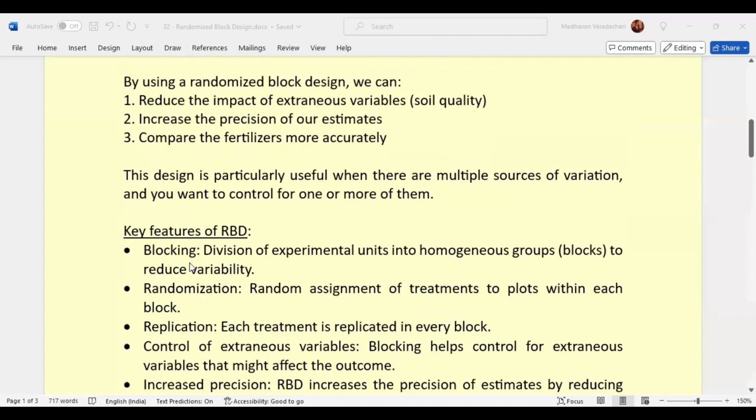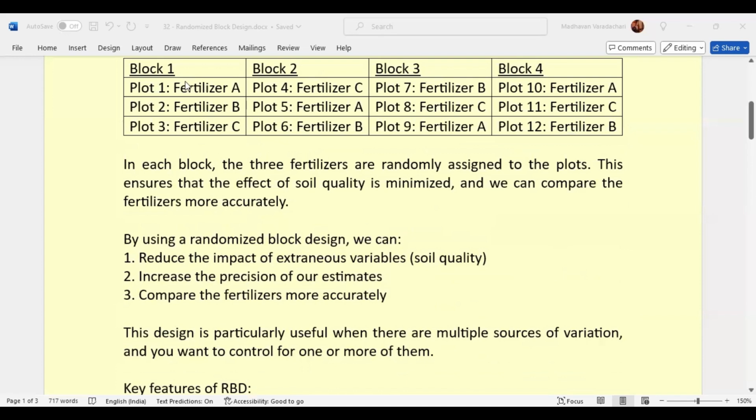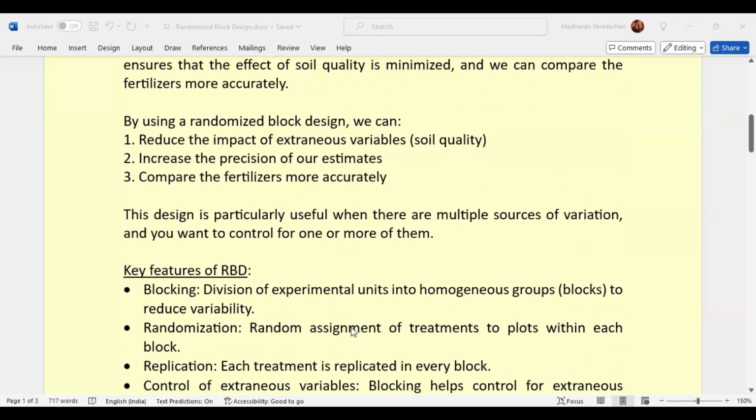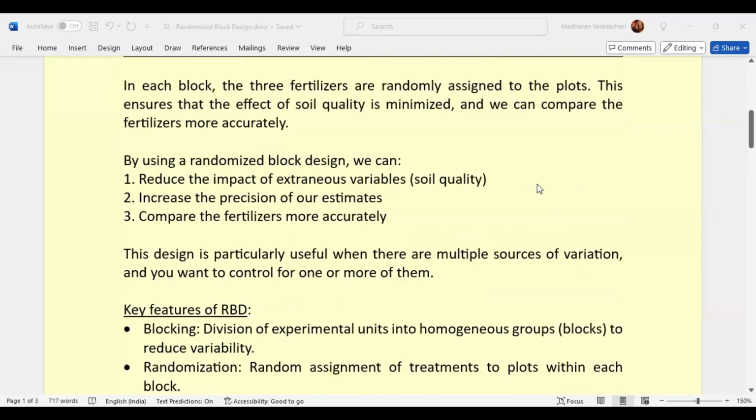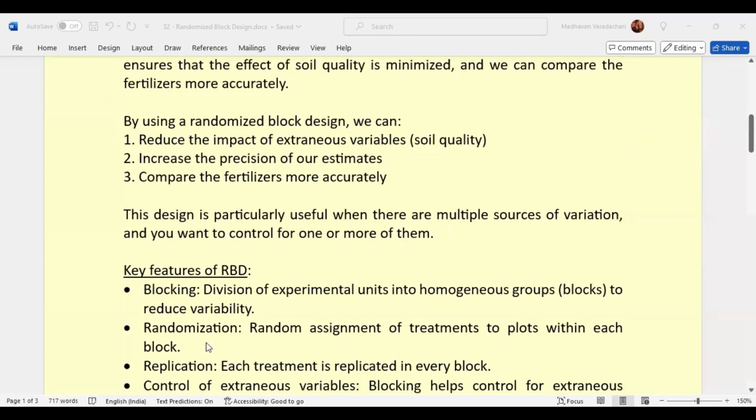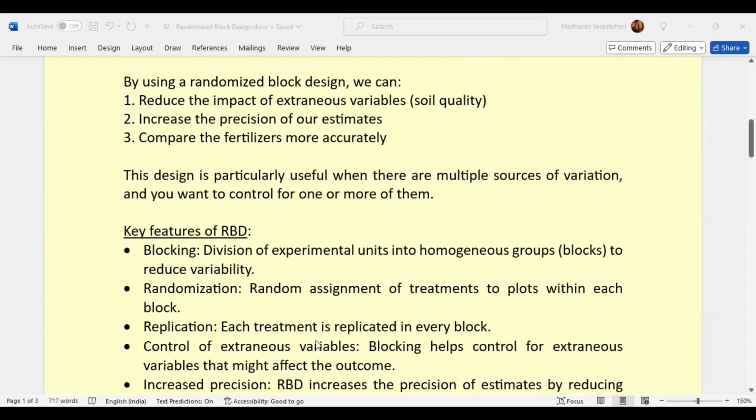Blocking is the key feature, means division of the experimental units into homogeneous groups or blocks to reduce variability. That is what we did here. Block 1 is being divided into 3 different plots. Or we can say the entire thing is being divided into different blocks. Randomization. Random assignment of treatments to plots within each block. And then replication. Each treatment is replicated in every block.